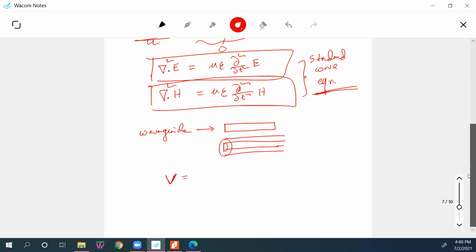Actually, it will give you what is called the Bessel function. The solution of these two, if we apply this solution to the cylindrical waveguide, will end up with the Bessel function. And if we plot this Bessel function, it will look like this.